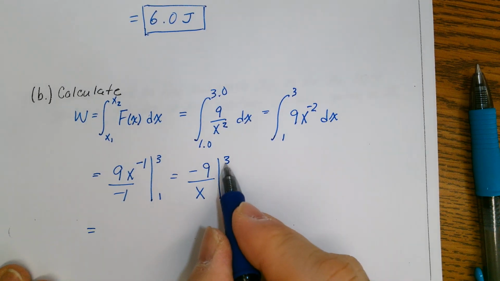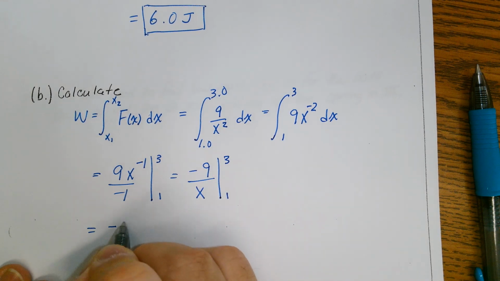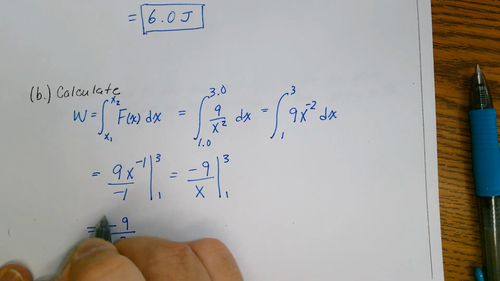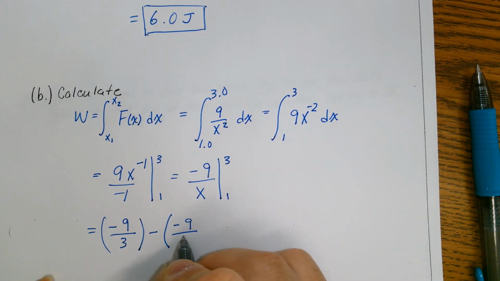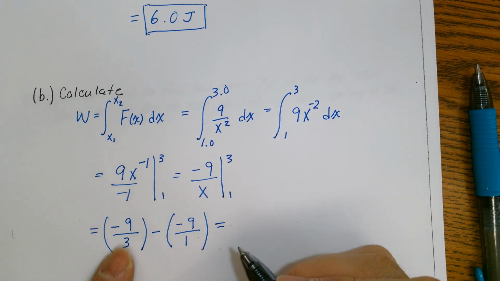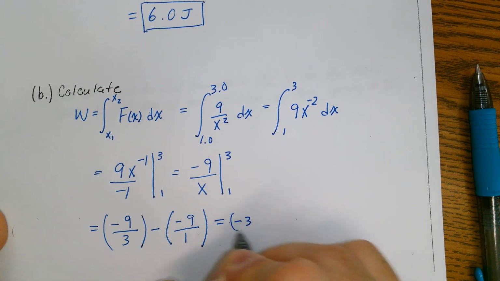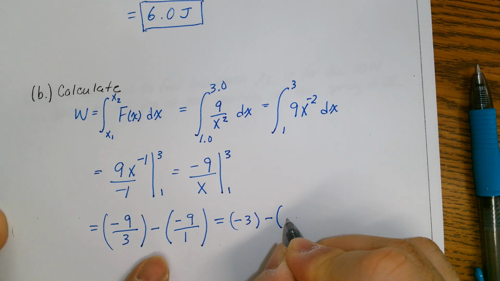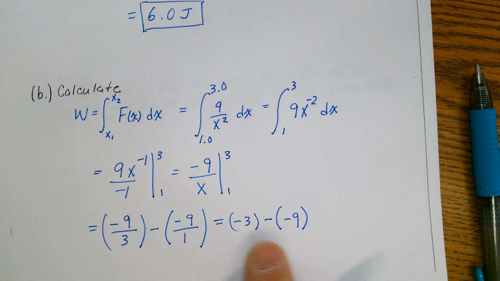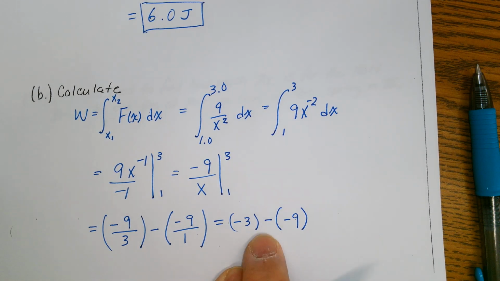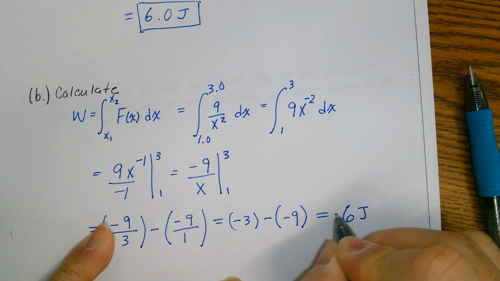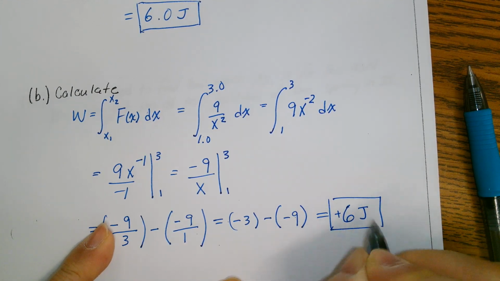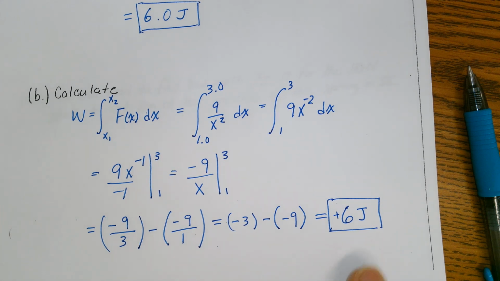So, let's evaluate that with 3 first. So, negative 9 over 3 minus negative 9 over 1. What's negative 9 over 3? That's negative 3 minus negative 9. So, negative 3 minus negative 9 is positive 9, minus 3 is positive 6 joules. Same thing. Okay?